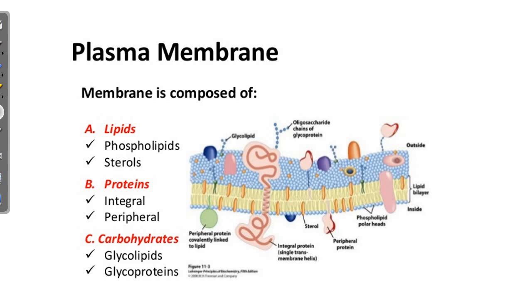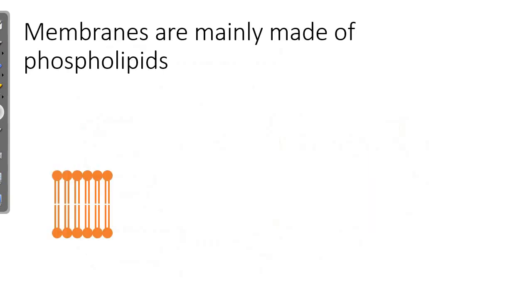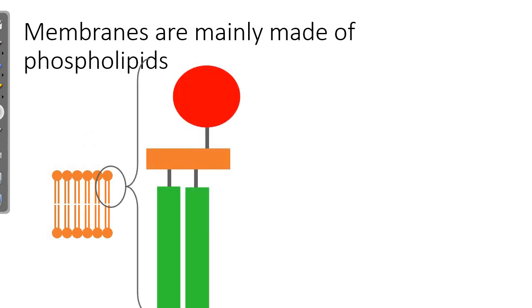So let's first start with the phospholipid. Membranes are mainly composed of phospholipids. So this is how the phospholipids are present in the cell membrane. If we zoom in, we'll observe this kind of structure of the phospholipid. This one particular part of the phospholipid has been zoomed in.